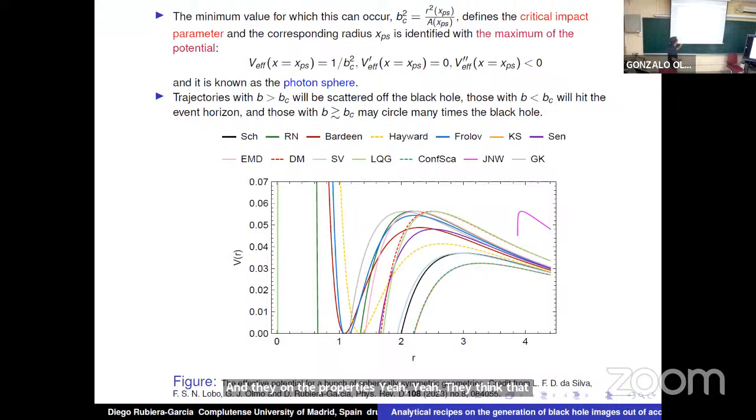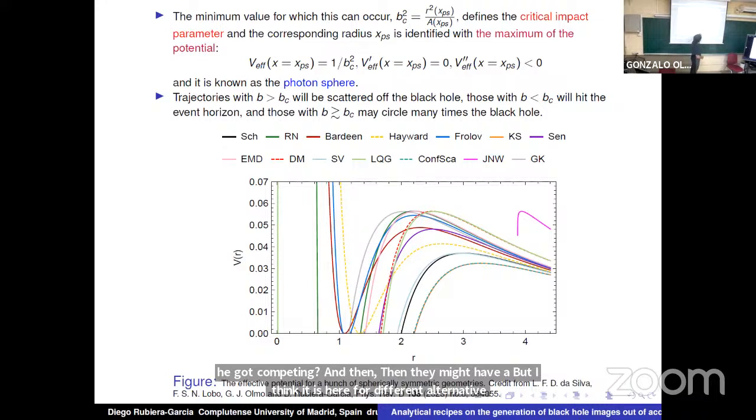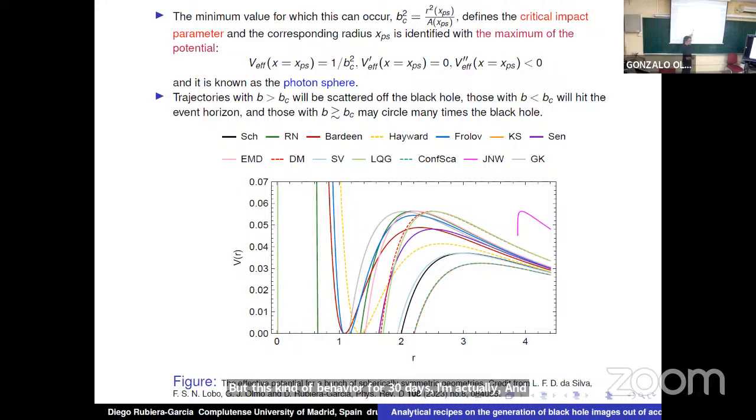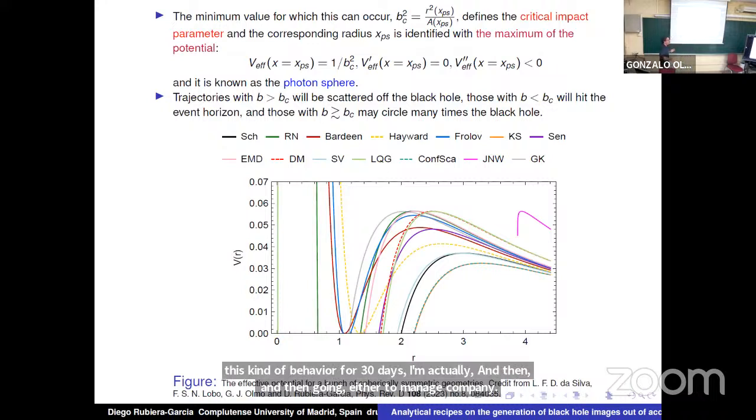Okay, so this kind of behavior for the effective potential that goes to 0 at infinity, and then has a maximum, then there might be a minimum or not. For sure there is a maximum, and then the potential goes to minus infinity or to 0. But I'm depicting here different alternative geometries within and outside general relativity. But this kind of behavior for the effective potential, a maximum going to 0 at infinity, and then going either to minus infinity or plus infinity, is very common. It's a very common profile.